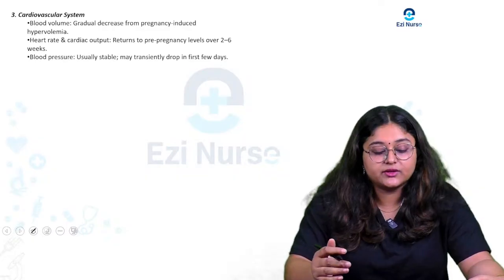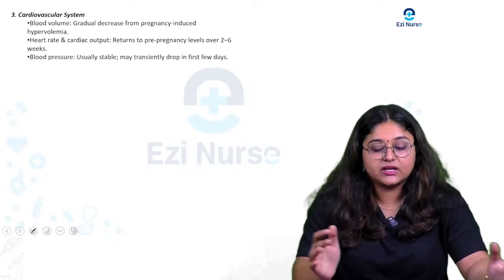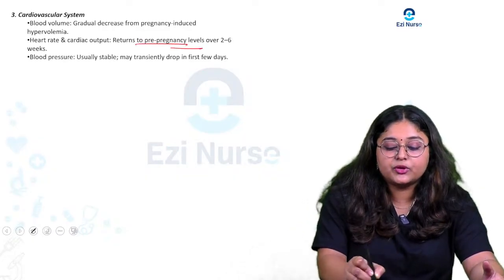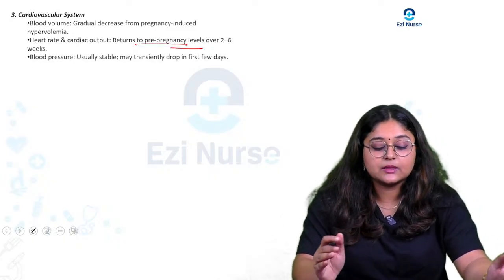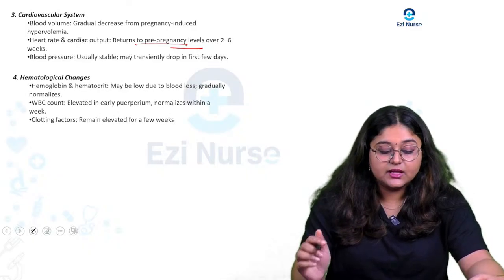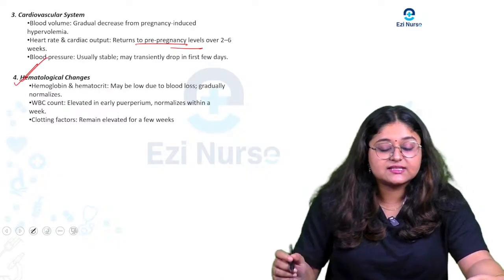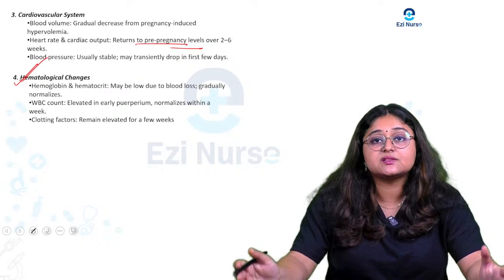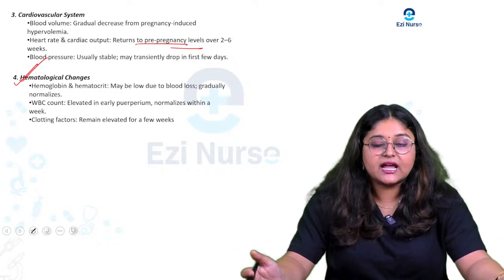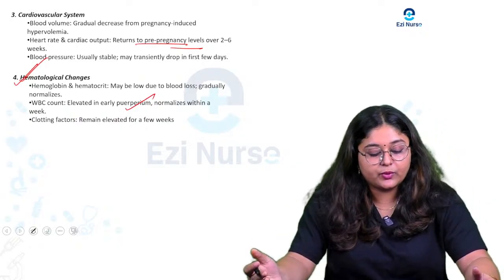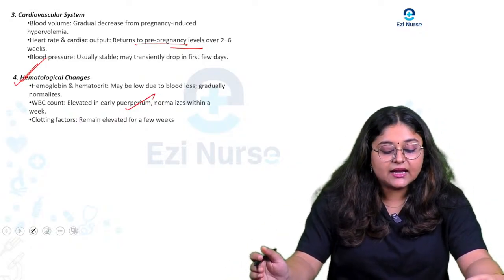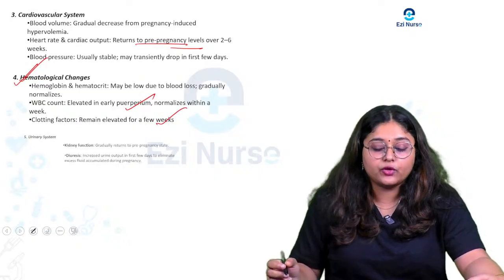Now come to the cardiovascular system. Blood volume gradually decreases. Heart rate and cardiac output return to the pre-pregnancy level over 2 to 6 weeks, and blood pressure is usually stable. Now come to the hematological changes. Hemoglobin and hematocrit might be low due to blood loss, and gradually normalize. WBC count is elevated during the early puerperium and normalizes within a week, and clotting factors remain elevated for a few weeks.